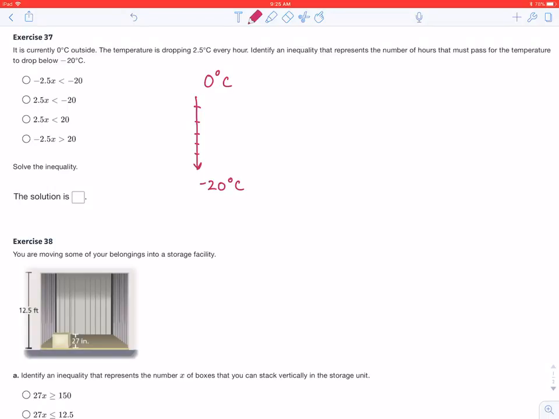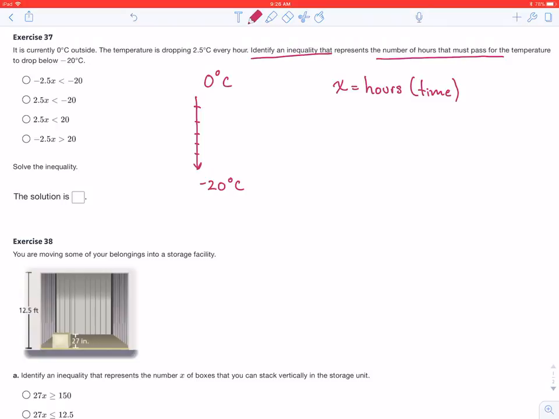So I need to identify an inequality also, which means I'm going to be using one of my comparison symbols. And then I also see that all of these include x in their options. So that means that x is going to have to equal something. What does x represent? Well, x represents the number of hours that must pass. So I'm going to label x as hours. So x is my representation of time.